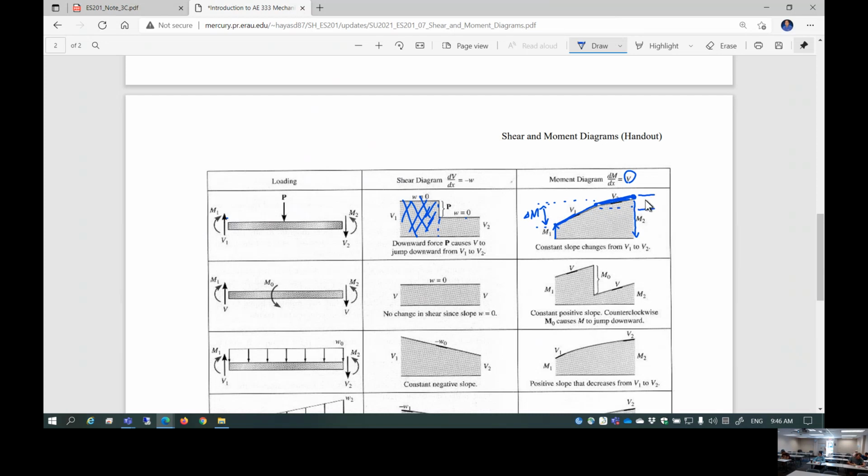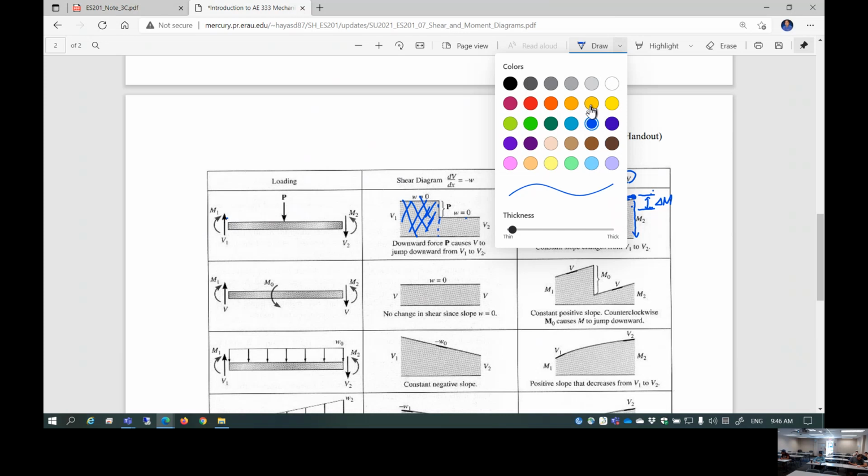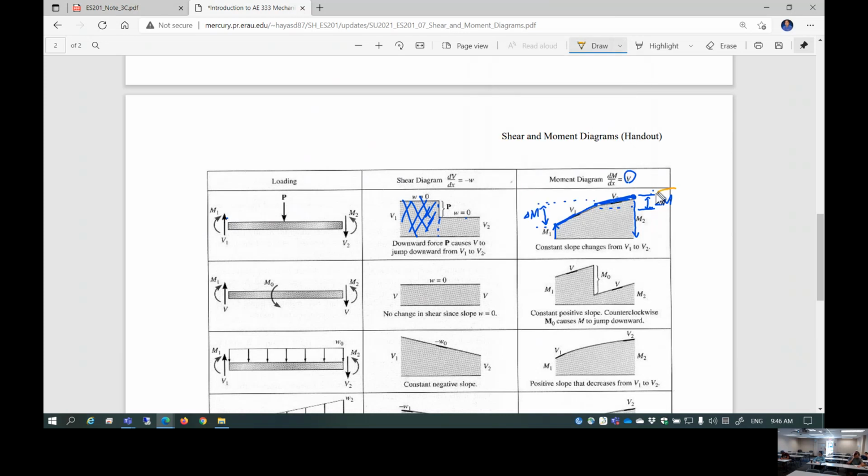And then this is also another delta M, right? So how much change of moment from this value to that value? What's this delta M? Anybody? That's the area here. Make sense? That's how you can understand how to construct the shear and moment diagrams.